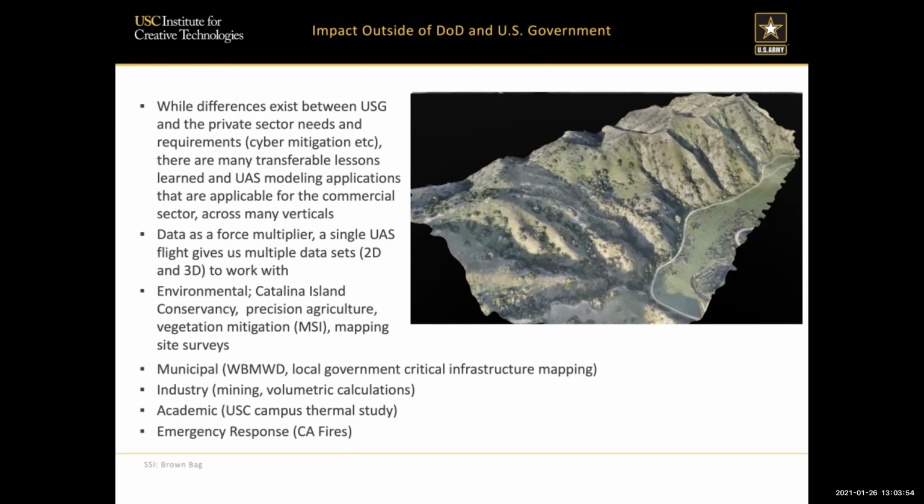Next slide, please. And outside of DoD, let's think about environmental applications, for instance. This reconstruction is one we built for the Catalina Island Conservancy. We flew this area of Middle Ranch. We were doing a study on bison migration through Middle Ranch for them. Again, like they spoke to in the video, these models are all real world measurements and accurate in both size and scale. Other environmental applications can include precision agriculture, vegetation mapping, especially using multispectral sensors, and mapping of site surveys.